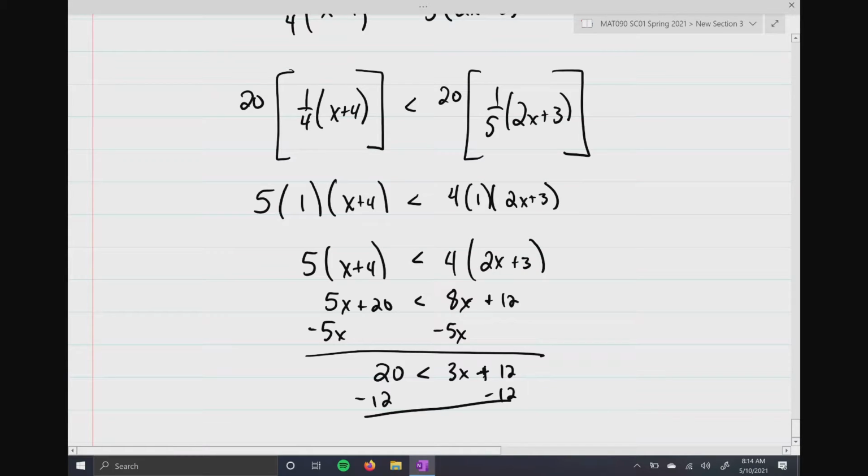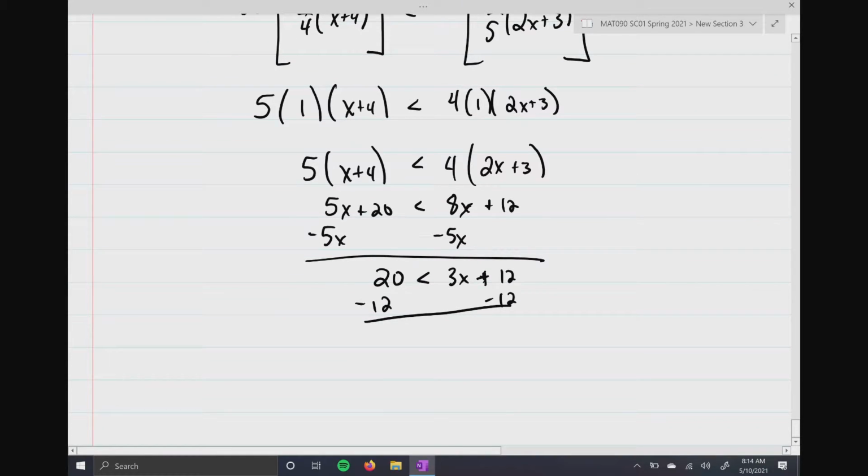So I subtract 12 from both sides. 20 minus 12 is 8, is less than 3x. Divide both sides by the number in front of the variable, and you get 8 over 3 is less than x.